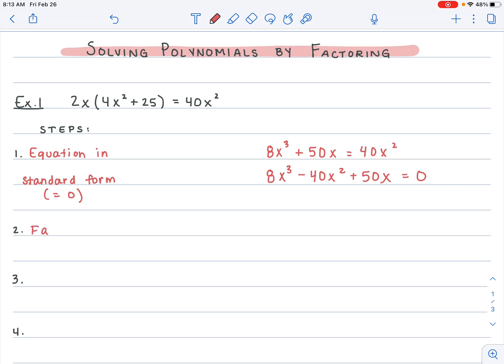Step 2 is to factor out a GCF if possible. Now this won't always happen. Remember, we always check this as our first way of factoring. So I'm looking at this, I've got 8x cubed, 40x squared, and 50x. I definitely see a GCF. I think the GCF between 8, 40, and 50 is 2. And then the GCF between x cubed, x squared, and x is x. So when I factor out a 2x, I will get 4x squared minus 20x plus 25.